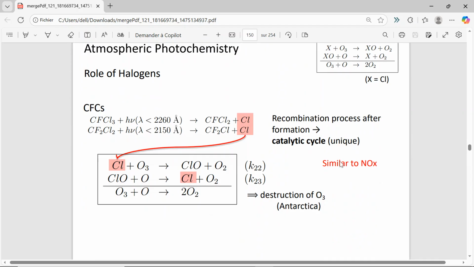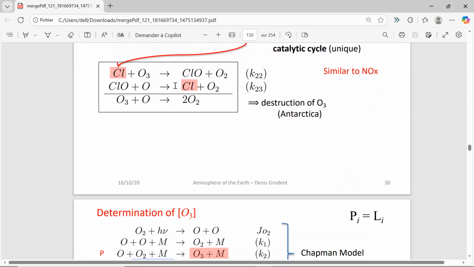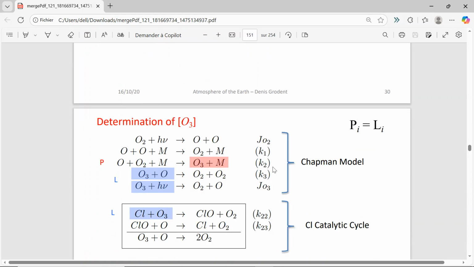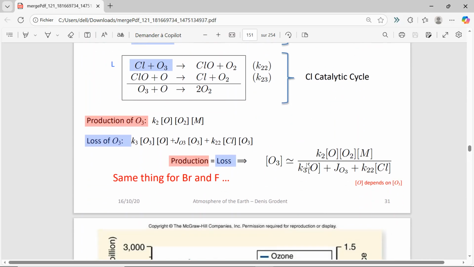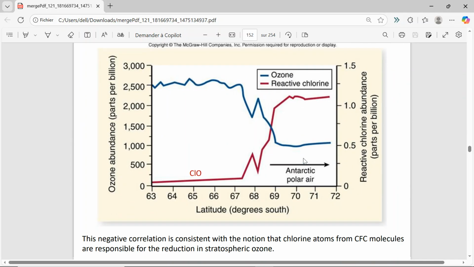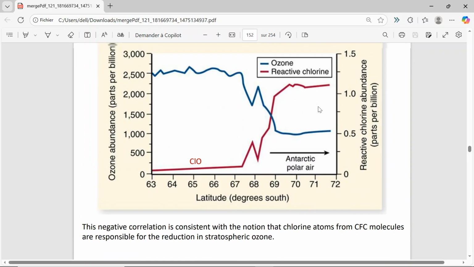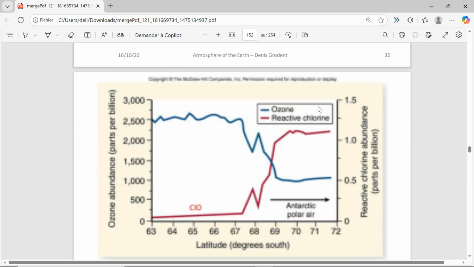Halogen family. So it leads to destruction of ozone over Antarctica. How are we able to explain it? So this is the same catalytic cycle. Production equal losses leads to ozone destruction, and we see the negative correlation. The more the ClO concentration increases, the more the ozone concentration decreases. Destruction of ozone is effectively achieved by this chlorine.